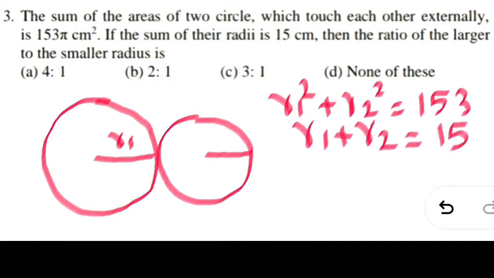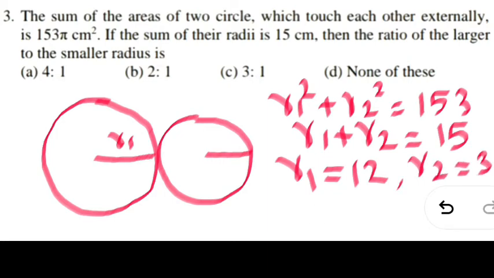So what are the values of R1 and R2? The sum of their squares is 153 and the sum of the radii is 15. That means R1 square plus R2 square is equal to 153 and R1 plus R2 is equal to 15. If you solve these two equations, you will get R1 is equal to 12 and R2 is equal to 3. Check whether your answer is correct or not.